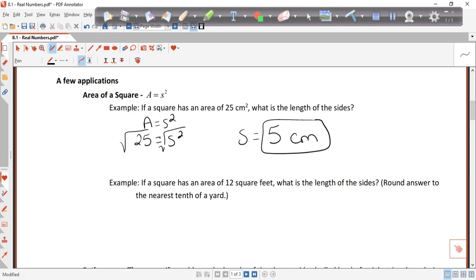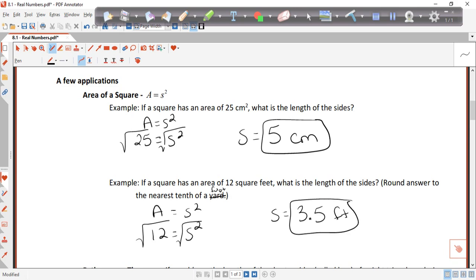If a square has an area of 12 square feet, what is the length of the side? So I'm going to use the same formula. Take the square root, and we end up with a number that goes on forever. So we're going to round it to the nearest tenth of a foot. When we do that, we end up with 3.5 feet. So that was an irrational answer that we rounded.